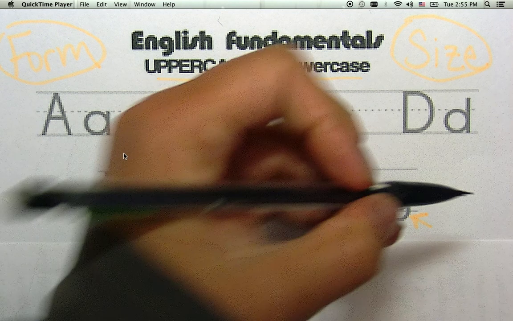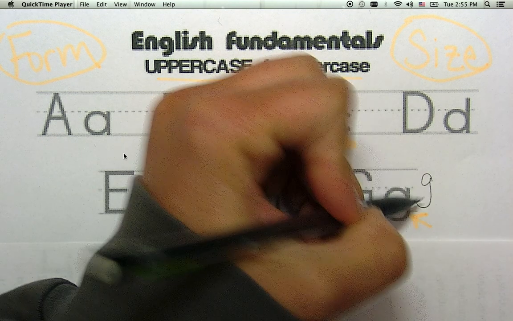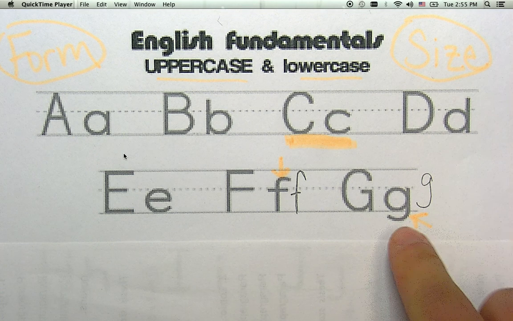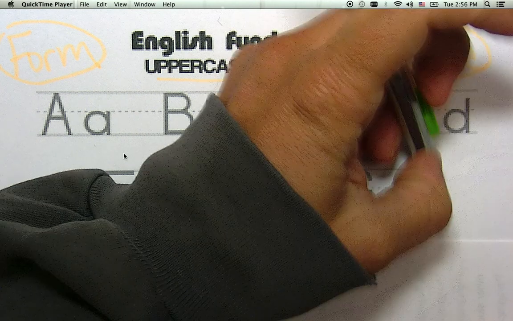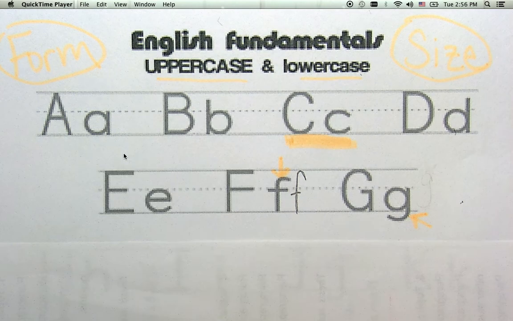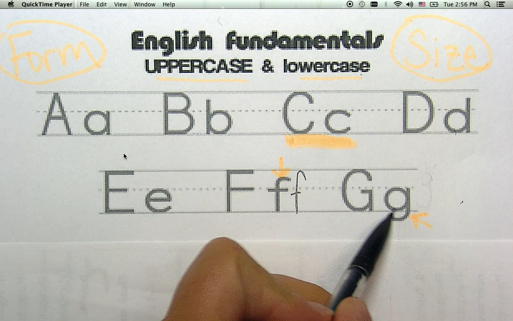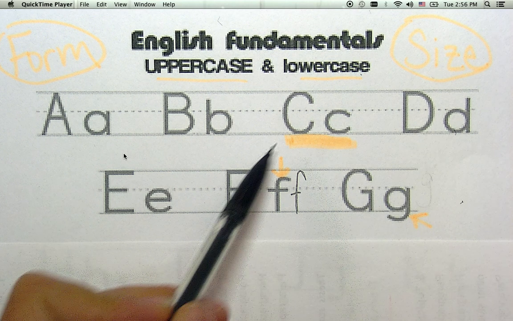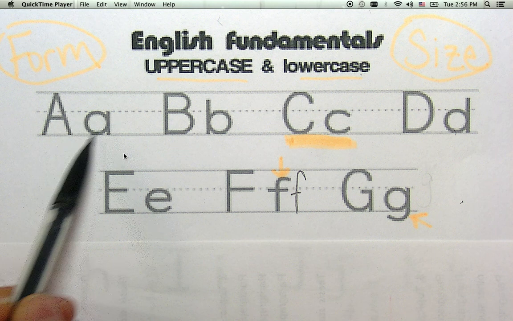So many times we see students write lowercase g like this. But that is incorrect because the tail should go below the line. So I'm going to erase that. The tail should go below with the circle on the line, just like the circle on the line for the D and for the B and for the A and the shape of the E.